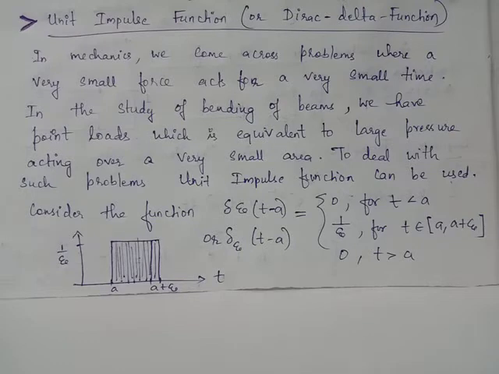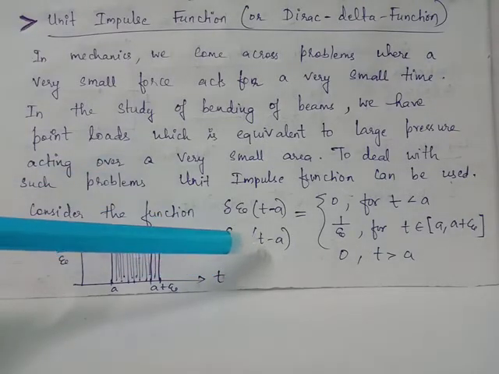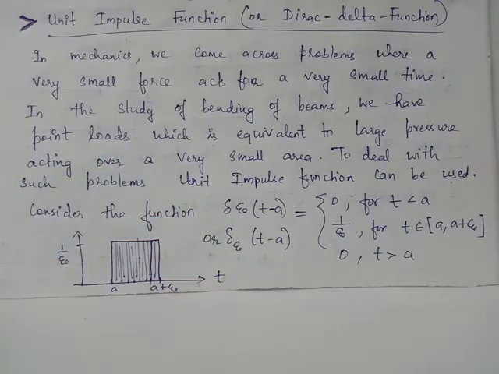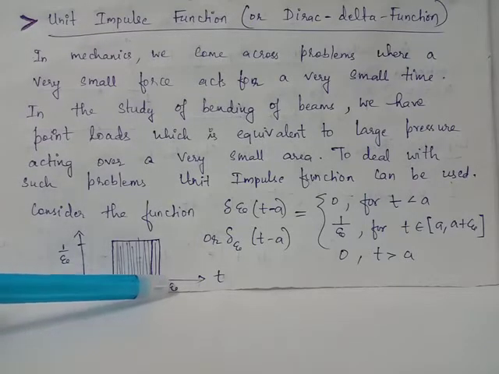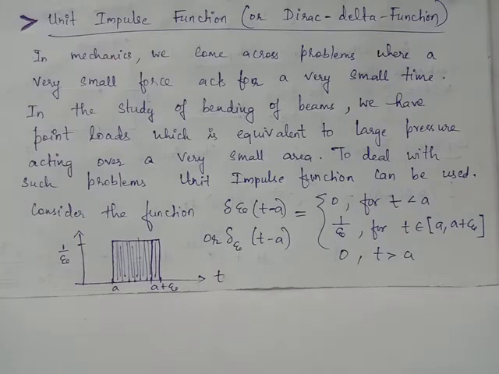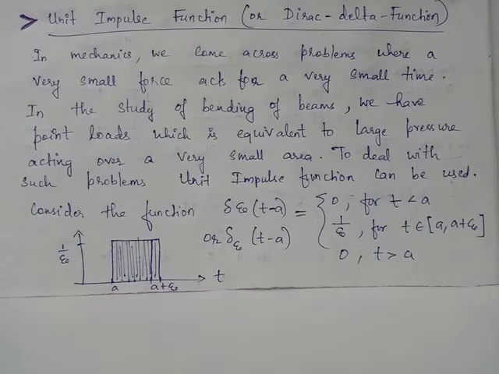First of all, consider a function delta epsilon t minus a, which has the definition. This displays the output 0 for values t less than a, and delta epsilon t minus a displays 1 by epsilon as the output for input values ranging from a to a plus epsilon, and delta epsilon t minus a displays 0 itself again for values t greater than a, where epsilon is a very small quantity.